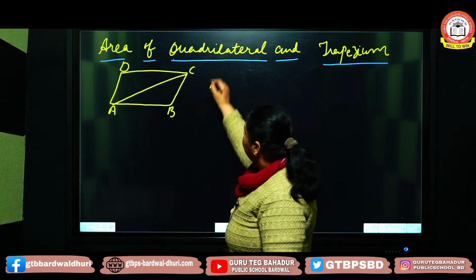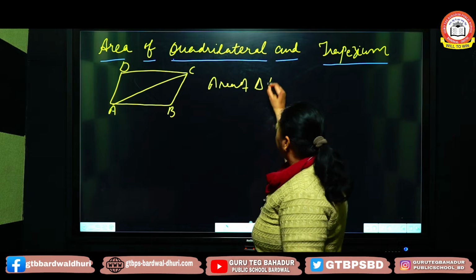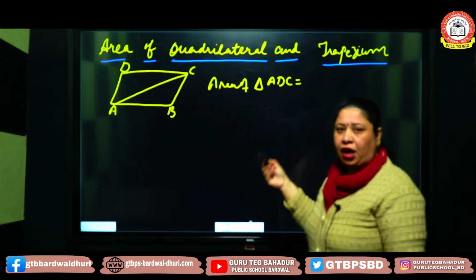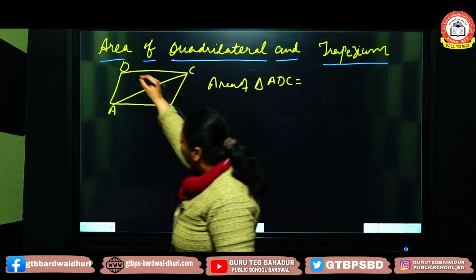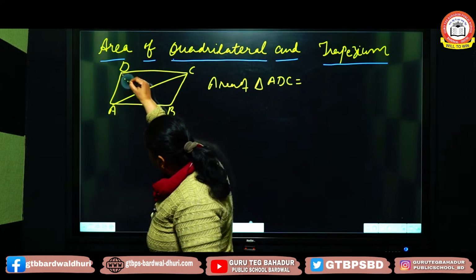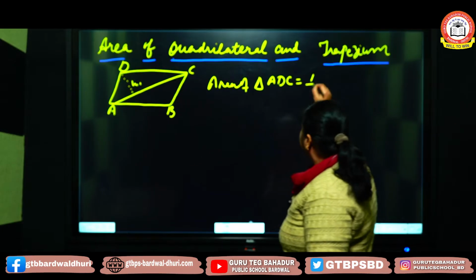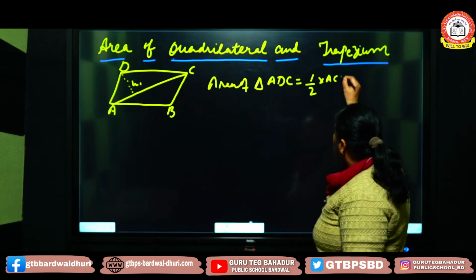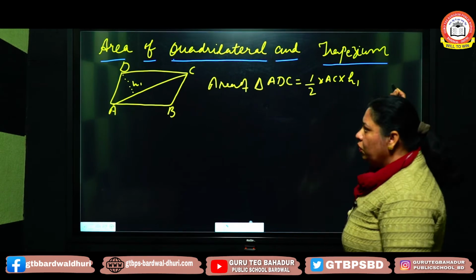So first of all, the area of triangle ADC. What is the area of a triangle? All of you know it is half into base into height. So here the base is AC. Let us draw one perpendicular, named H1. So its area will become half into AC into H1, meaning half into base into height.